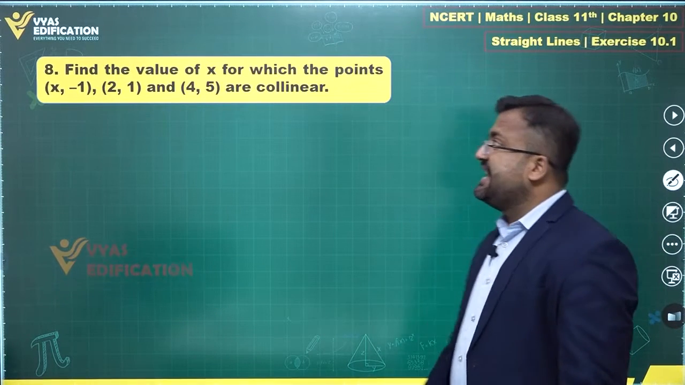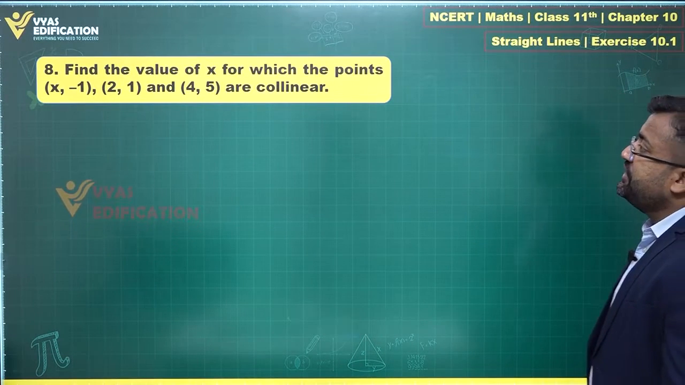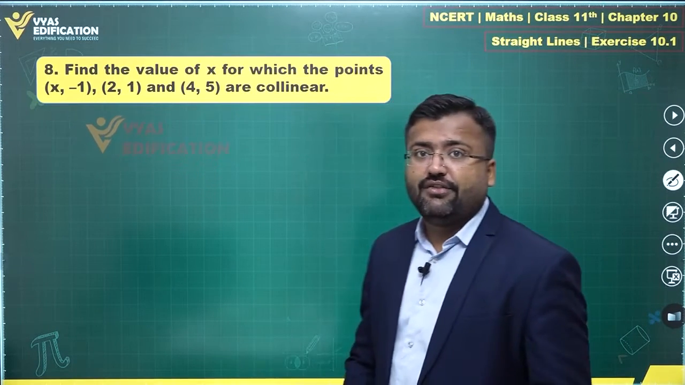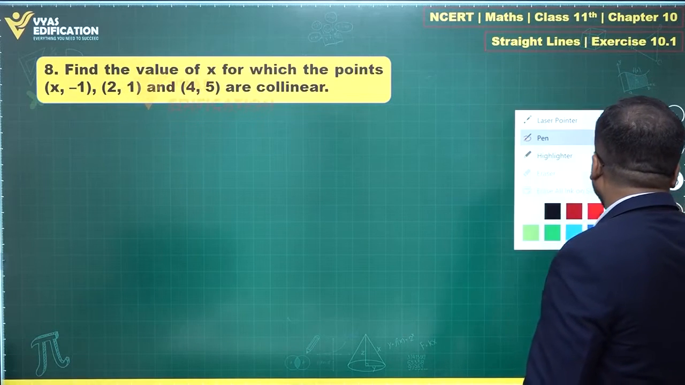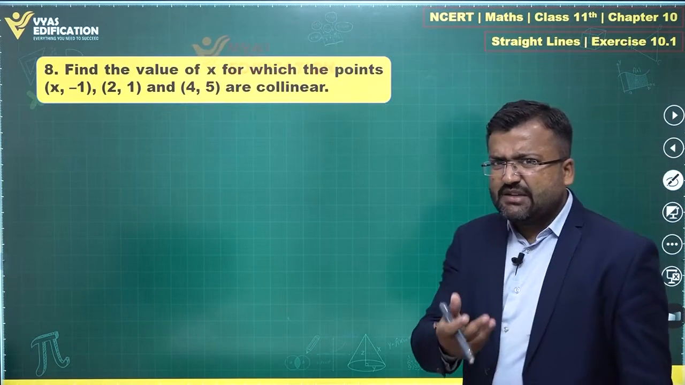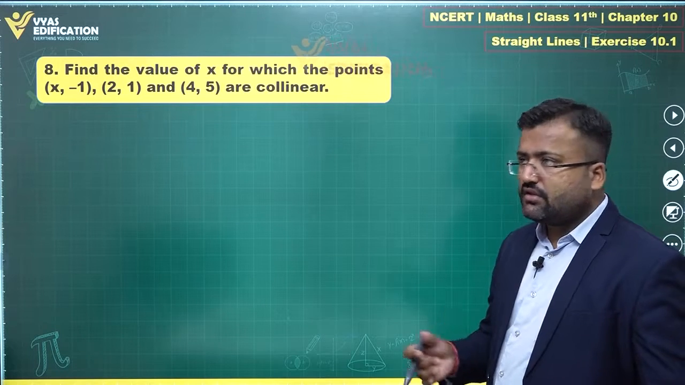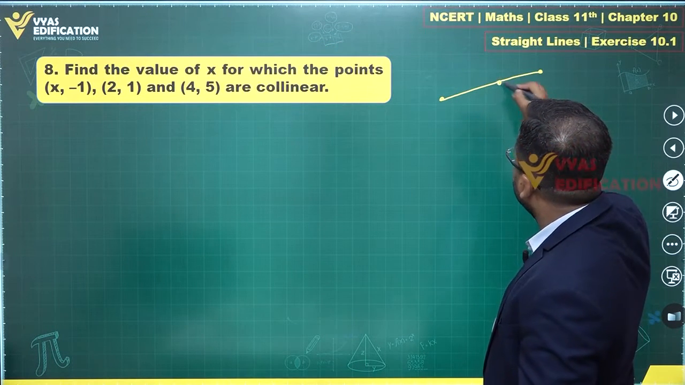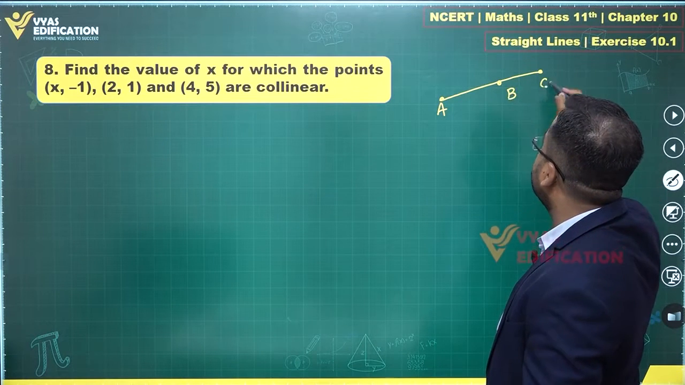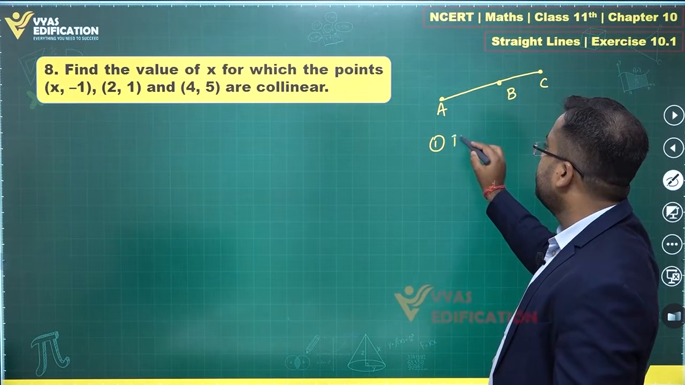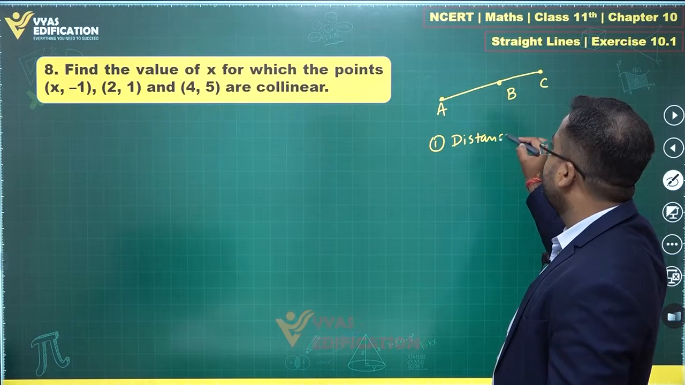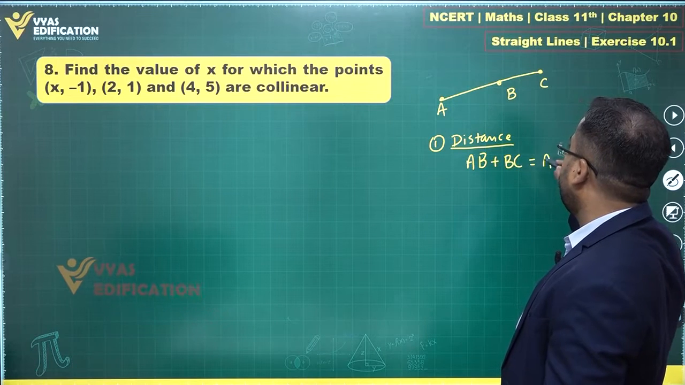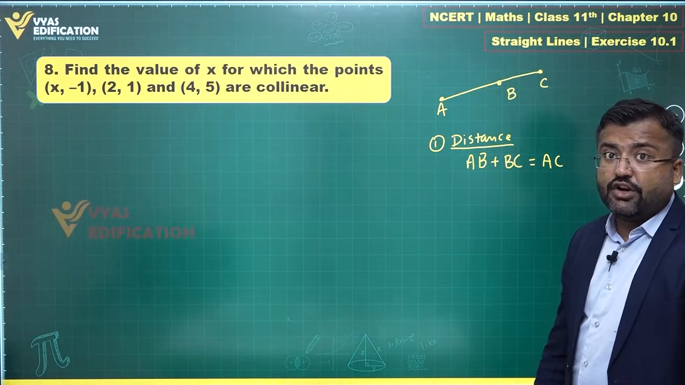The 8th question says, find the value of x for which the points this and this are collinear. Now for collinearity, what are the concepts that you have? Let's take a look at the concepts. If there are 3 points, let us say A, B and C, you can use the distance formula: if AB plus BC is equal to AC, then you can say that the points are collinear.